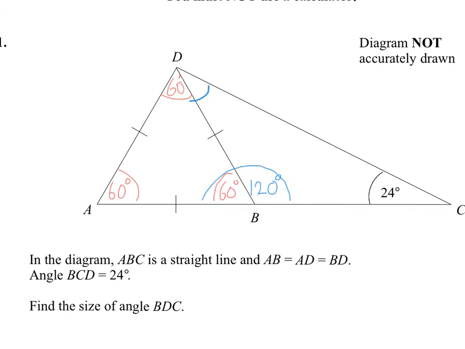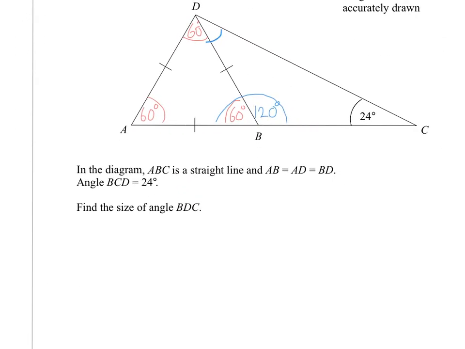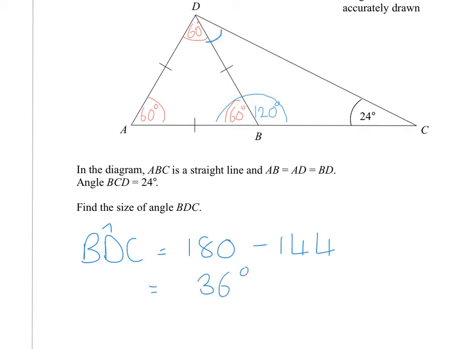My final mark then is for finding the angle that I've been asked to find, BDC, and I can see that it's the final angle in a triangle. Angles in a triangle add up to 180, so this one plus this one plus this one add up to 180. So BDC is 180 take away this one plus this one, which is 144, which means the angle I'm looking for is 36 degrees.